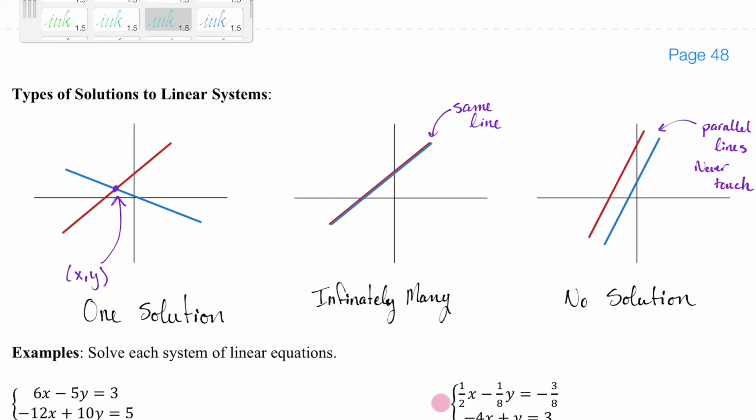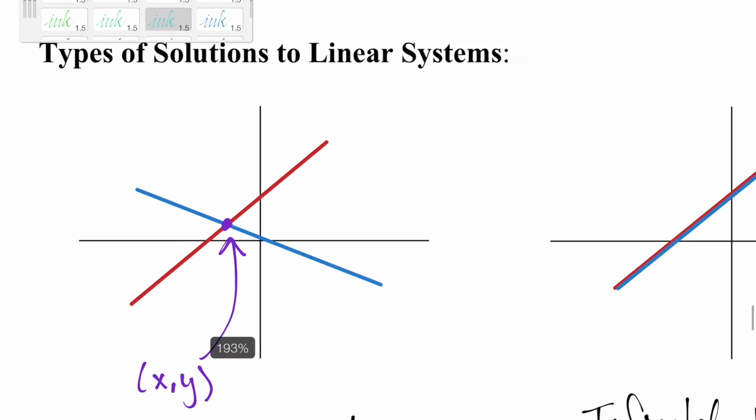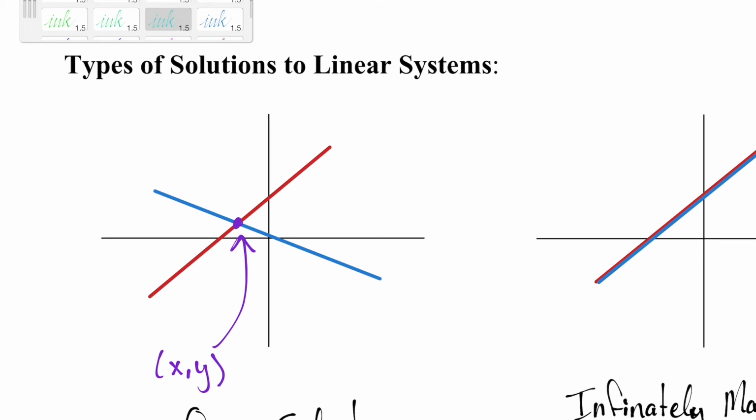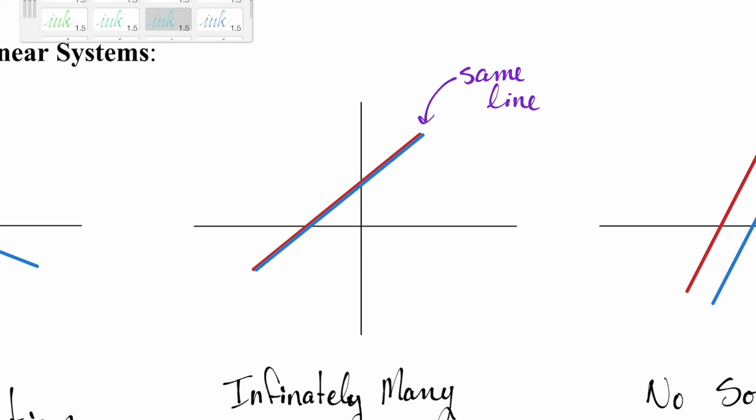When it comes to the types of linear solutions, we do have 3 different types. The first type and the most common is where we have 2 lines that intersect and they only have one solution. We also have a case where we might have infinitely many solutions. This means that technically they're the same line, there might just be some multiplication to make them look different from each other.